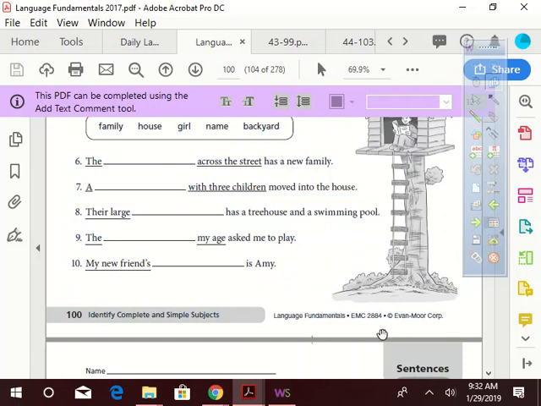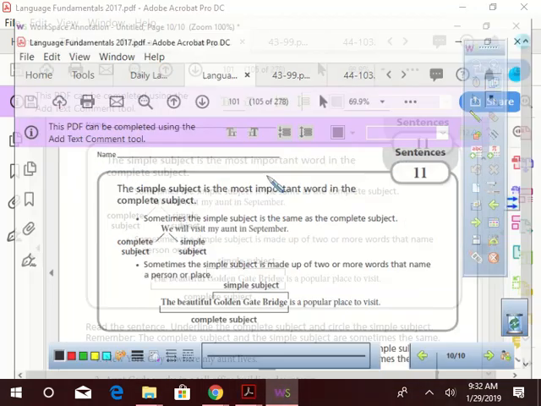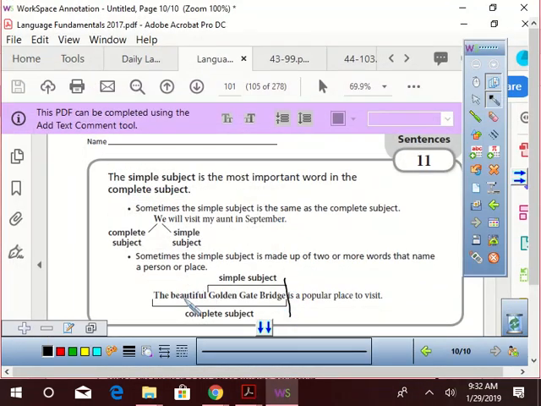So let's keep chipping away here. Okay, sometimes the simple subject is the same as the complete subject, right? We'll visit my aunt in September. Sometimes the simple subject is made up of two or more words that name a person, right? So the beautiful Golden Gate Bridge is a popular place to visit. So we know the complete subject is the beautiful Golden Gate Bridge. But the simple subject is going to be this title, the Golden Gate Bridge. You got to say it all together. It's one thing that we're talking about. It's three words, but it's referring to one thing. Does that make sense? Yeah.